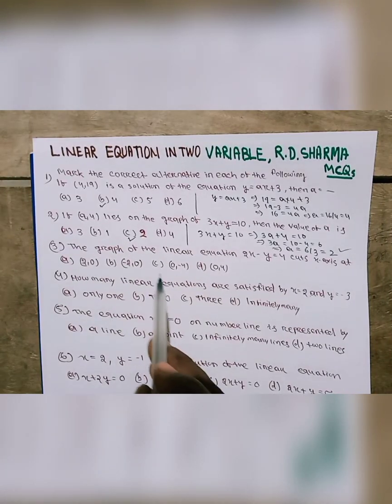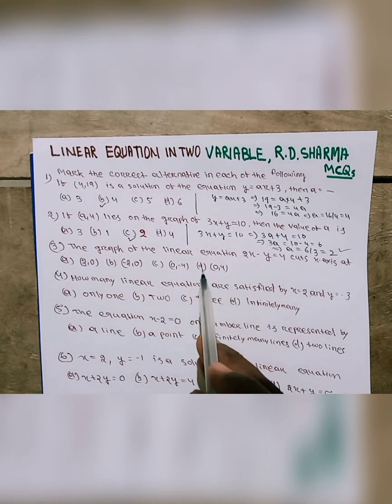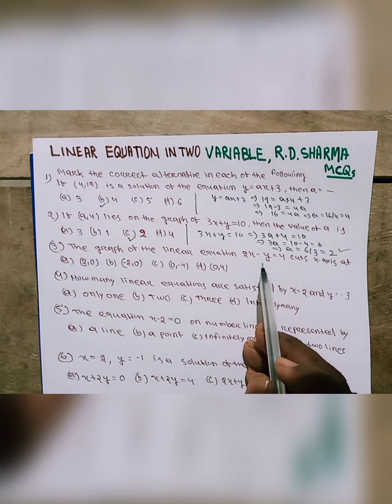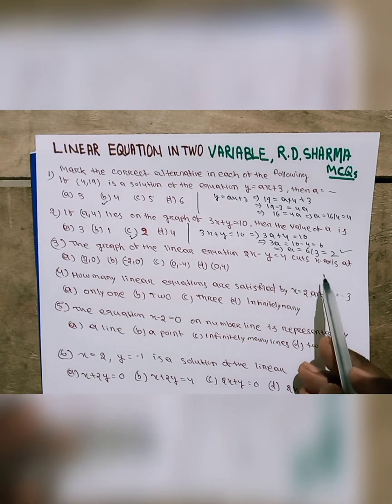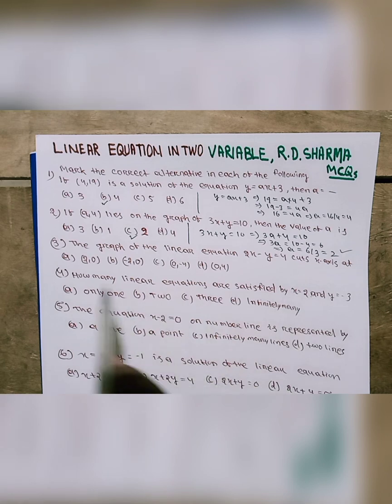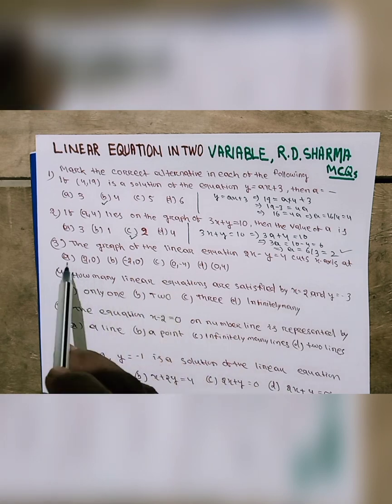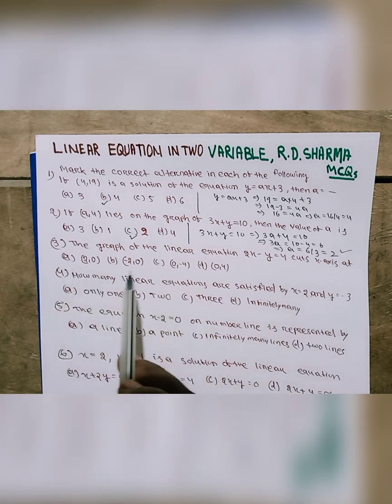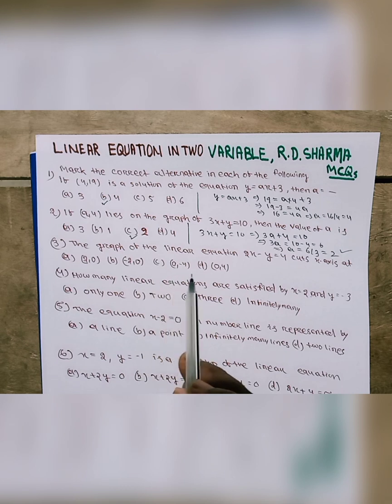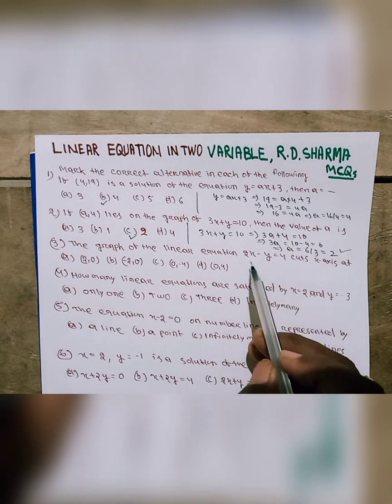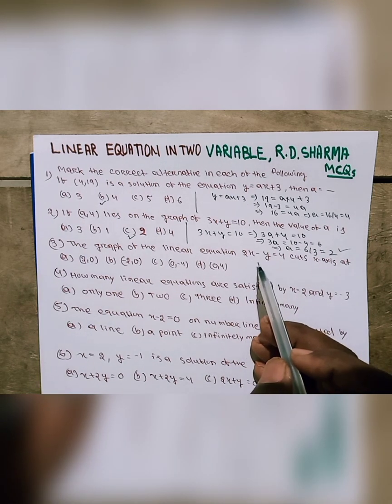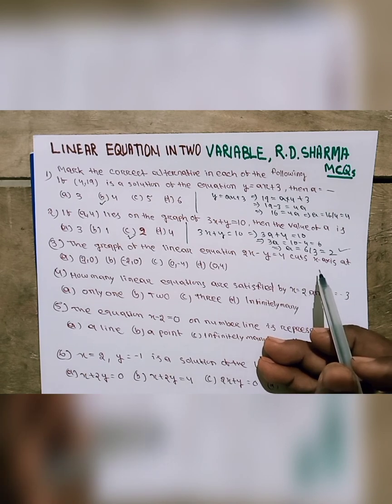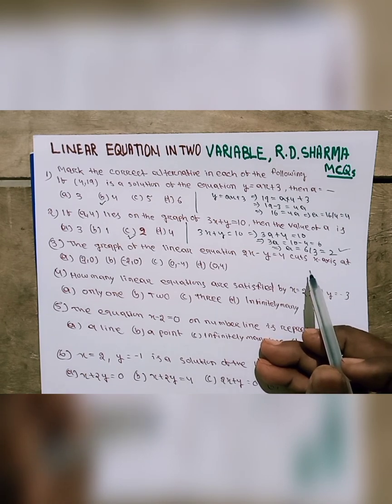Then third question. The graph of the linear equation 2x minus y = 4 cuts the x-axis at which point? A (2, 0), B (minus 2, 0), C (0, minus 4), D (0, 4). The question is, the graph cuts the x-axis at which point?